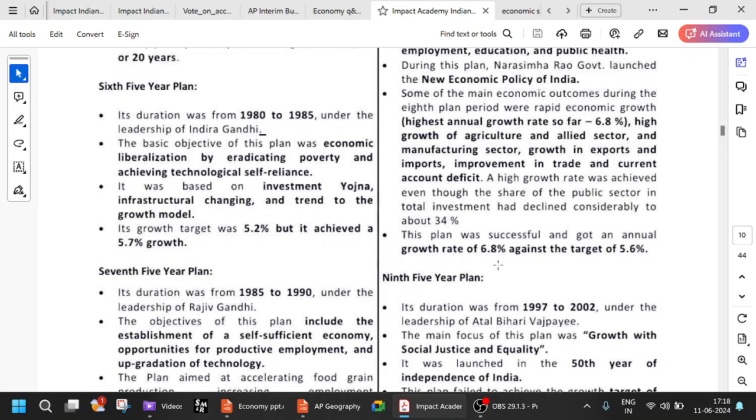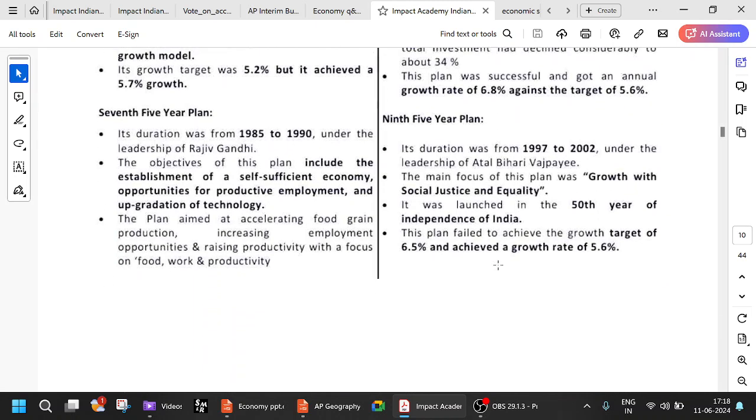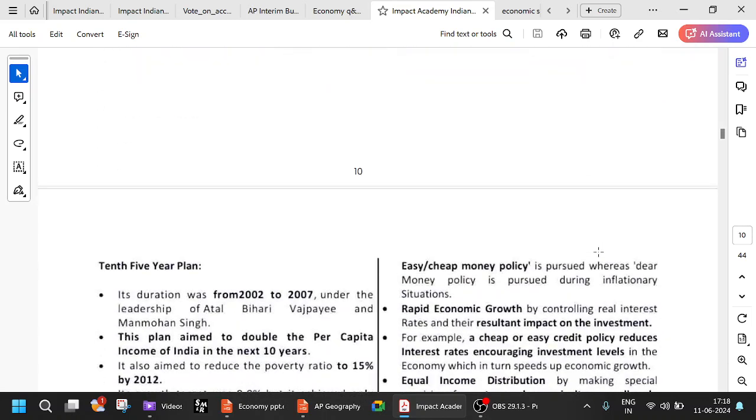Remember that the eighth five-year plan is after the economy has been opened. The eighth five-year plan is there and it is quite a big success. So ninth five-year plan, 1997 to 2002, under Atal Bihari Vajpayee. Main focus was growth with social justice and equality. And the target was 6.5 because in the previous plan we achieved 6.8. So this time target was 6.5, but it achieved only 5.6.